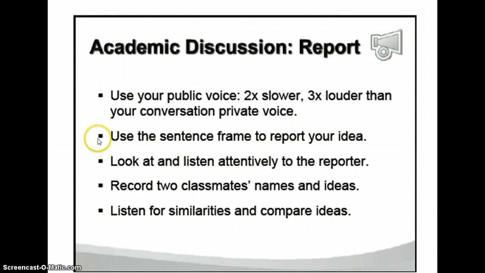The second thing that she says a speaker should do is use the sentence frame to report their idea, and that's something that the teacher would provide. So I'm going to share an example of that with you today as well.